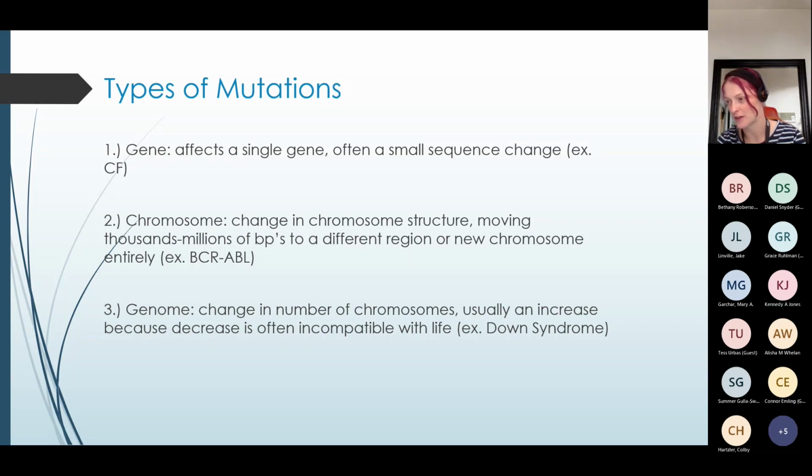And then with the genome, you can have a change in the number of chromosomes, usually an increase, because a decrease is often incompatible with life. So Down syndrome, who knows what causes Down syndrome? What's the genome change? I think it's trisomy 21. Yes, trisomy 21. Good job, Colby. So you have a whole extra copy of the 21st chromosome.